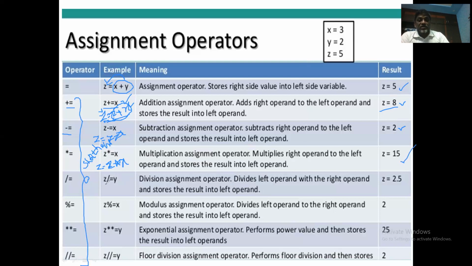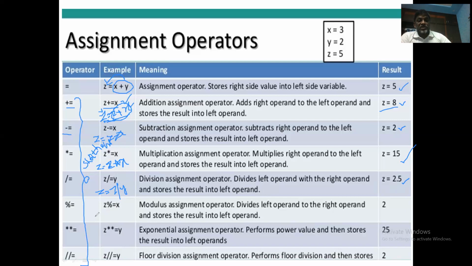Similarly, this one, z by is equal to y, is the statement z is equal to z by y. So in this way, you can apply the shorthand assignment operation on any valid operator in Python. Because it is a single slash, it performs a floating point division. That means 5 by 2 is going to be 2.5. The answer is 2.5.